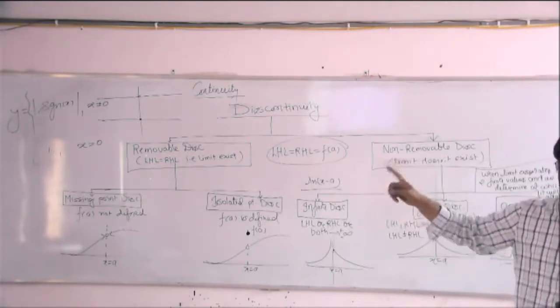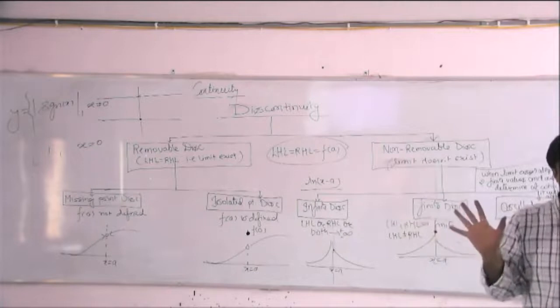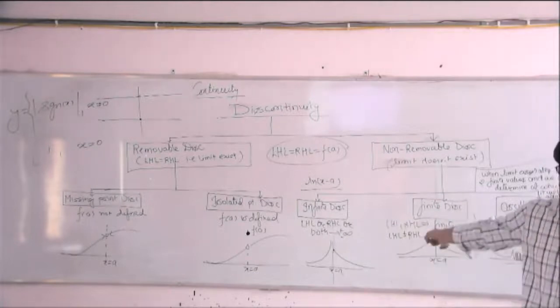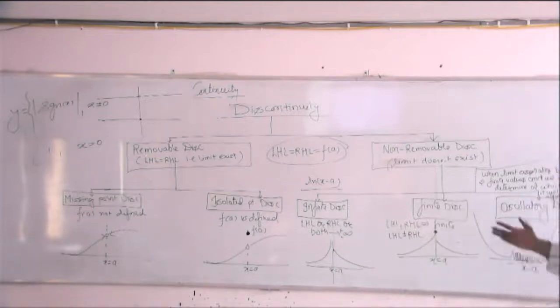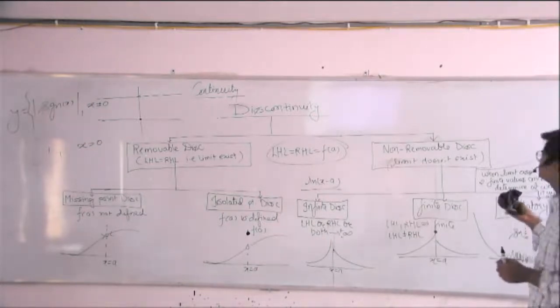Left hand limit must be equal to right hand limit. If the limit exists, then you can redefine to make it continuous. If the limit does not exist, then it can never be made continuous again. That's why it is non-removable. Is it clear? So I will give you a question for homework.